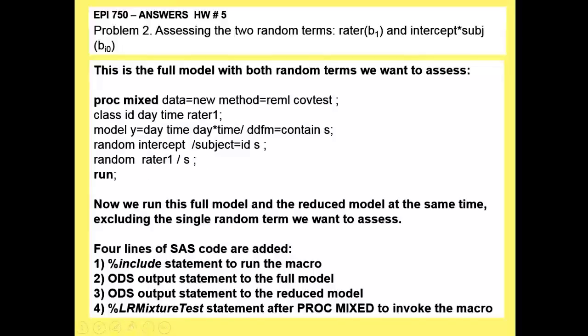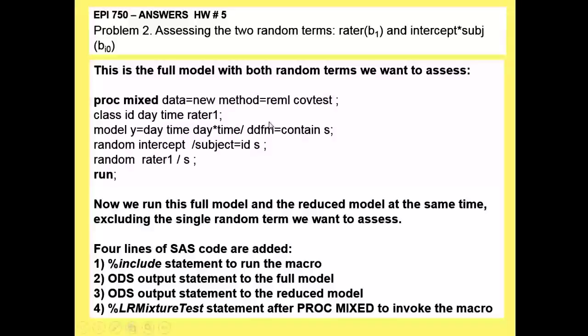Okay. So if we want to do this mixture test, what we have to do is start with this model that we run using this code, and then depending upon what we wanted to test for a random effect or not, we'd run a reduced model. So if we wanted to test whether the rater random effect needed to be in the model, whether it was significant or not, what would the reduced model look like? How would the reduced model differ from this?